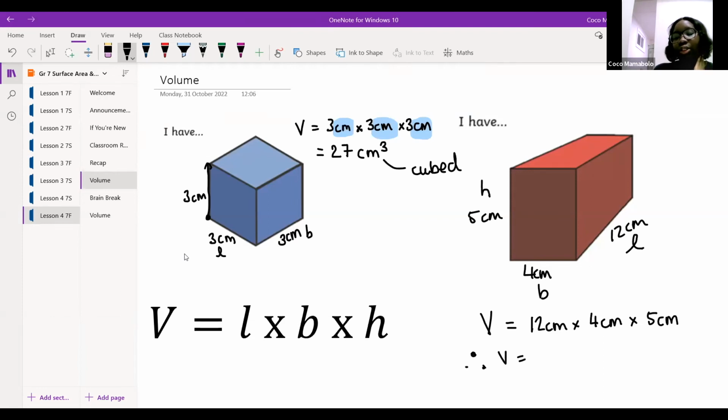Wait, let me calculate. I told y'all you were really going to need a calculator today. Therefore, volume equals 240 centimeters cubed. Sorry, cubed, not squared. What's the difference there? Cubed. There we go. Centimeters cubed. Okay, well done, Kerry. Amazing. All right, so this is how we calculate for volume.